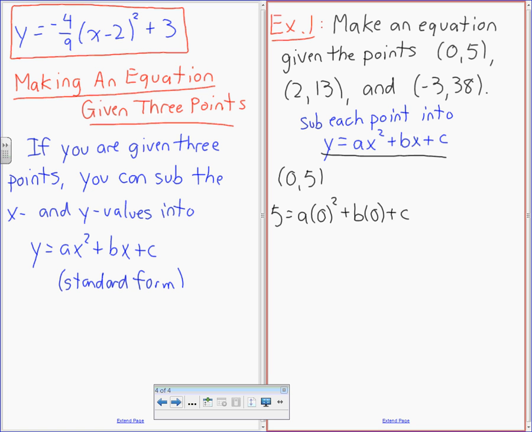Okay, Liam, I have some math to try for me right now. What's 0 squared, please, Liam? Good, 0. What's a times 0? Good, 0. Lovely. Same thing, Lexi, what's b times 0? 0. So what we've just shown here is that c equals 5.